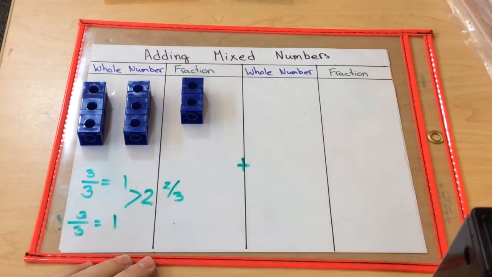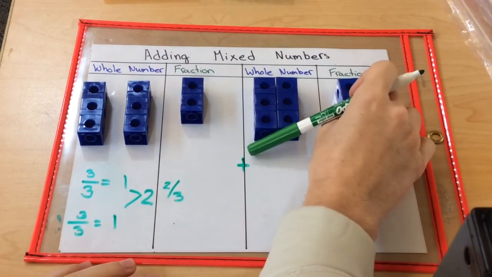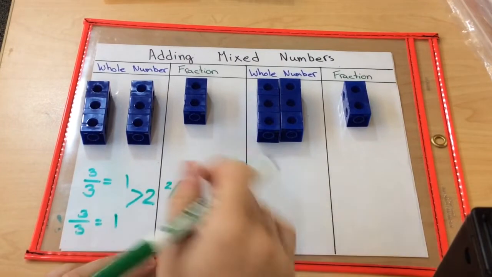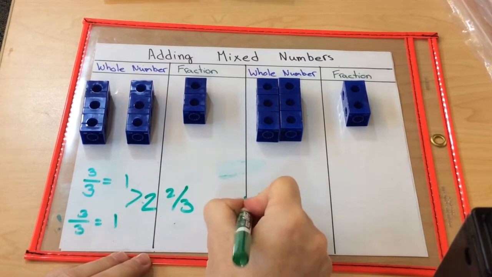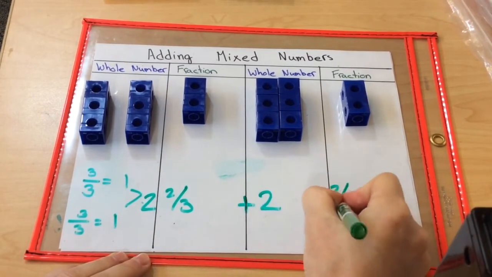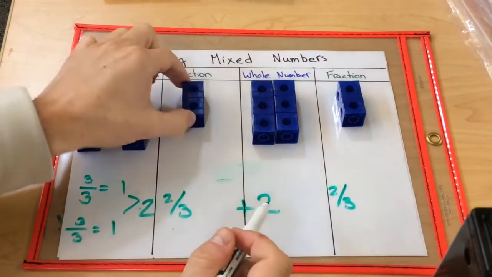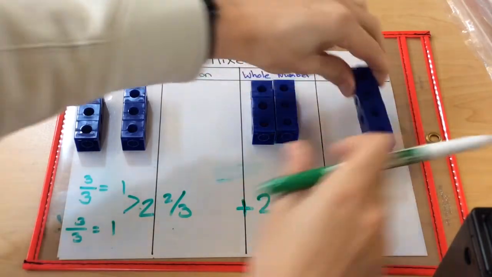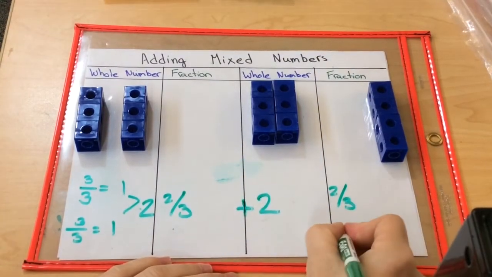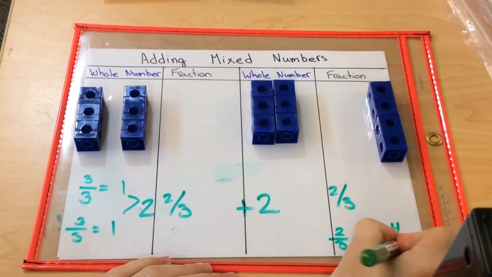I'm going to add another 2 2/3. So here my equation, I'm going to move this down. Here my equation is 2 2/3 plus 2 2/3. Remember, we start with our fraction. So 2/3 plus 2/3 will equal 4/3. 2/3 plus 2/3 equals 4/3.